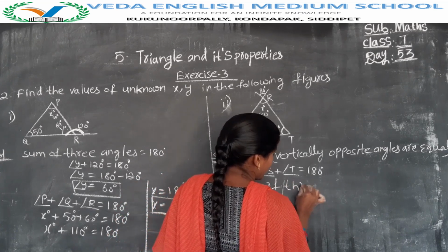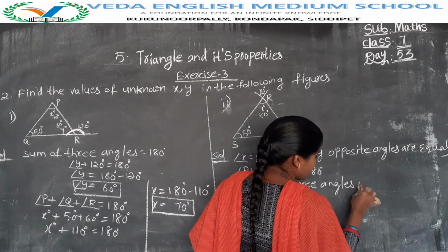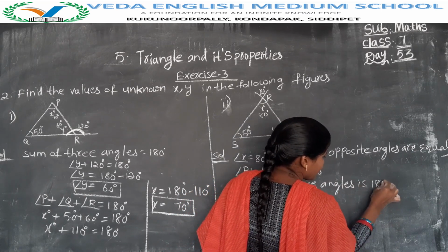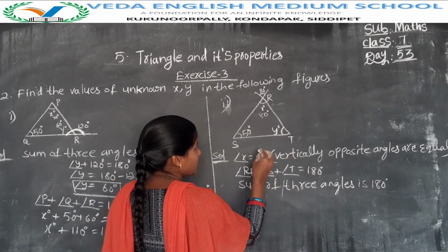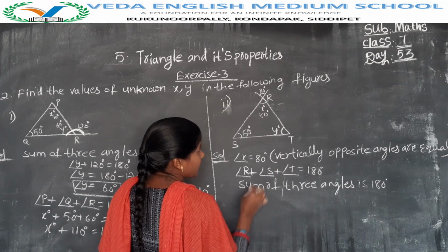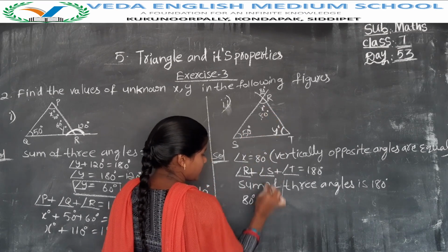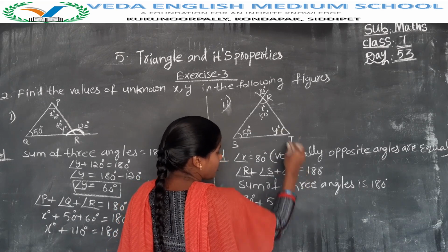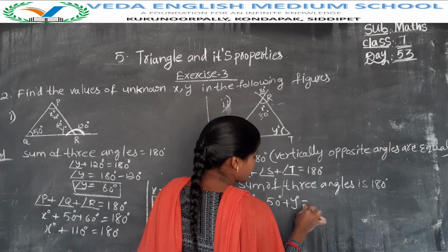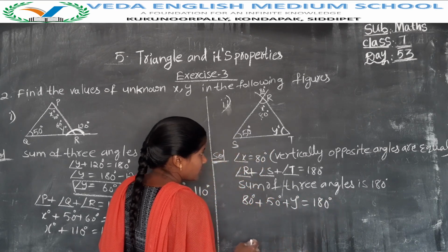Sum of three angles is equal to 180 degrees. Now angle R is how much, Nana? Angle R is, we know, 80 degrees plus angle S is 50 degrees plus angle T. Angle T we don't know, so write y degrees here, as it is equal to, by adding these three we should get 180 degrees.